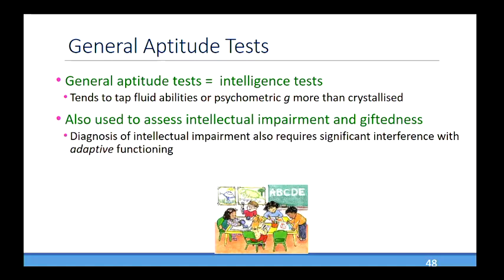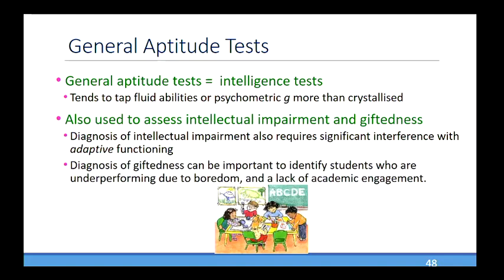So diagnosis of intellectual impairment also requires significant interference with what we call adaptive functioning. So it's not just at school that they're having trouble, socially, they're having trouble at home, and those sorts of difficulties. That is one of the criteria for intellectual impairment, that it's not situation specific.